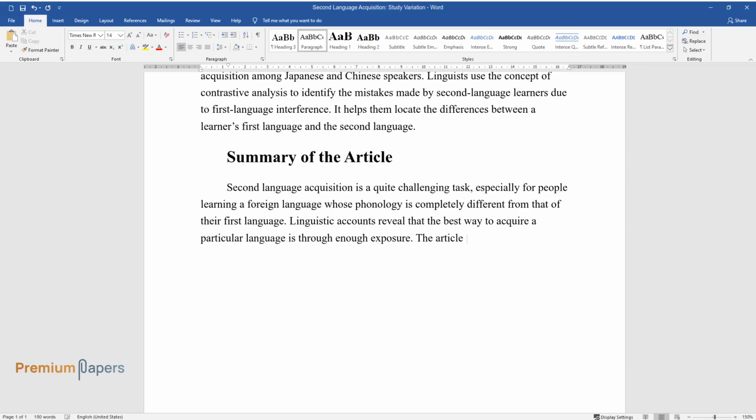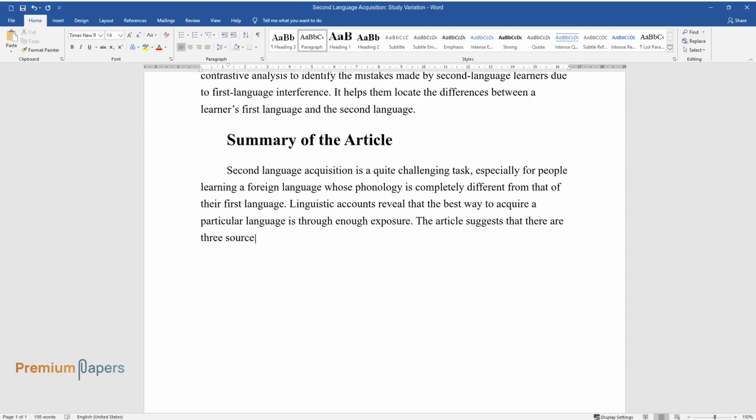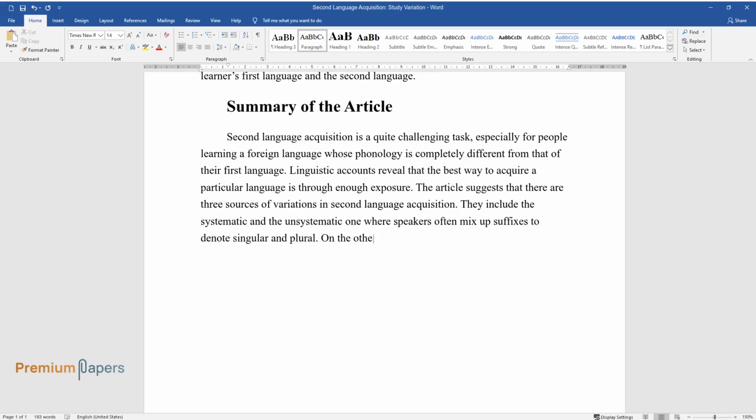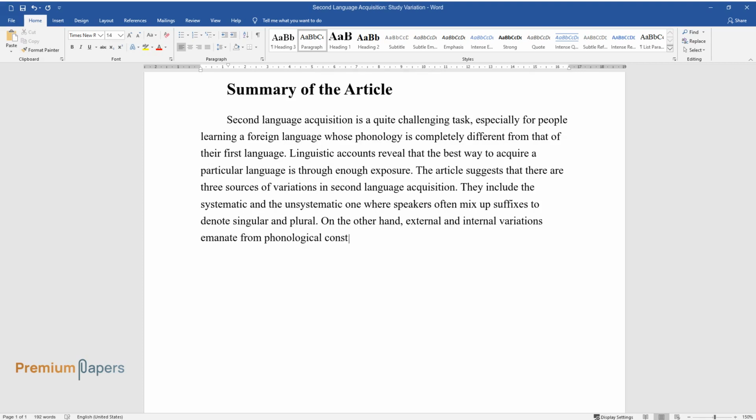The article suggests that there are three sources of variations in second language acquisition. They include the systematic and the unsystematic one, where speakers often mix up suffixes to denote singular and plural. On the other hand, external and internal variations emanate from phonological constraints that alter the language's phonetic order.